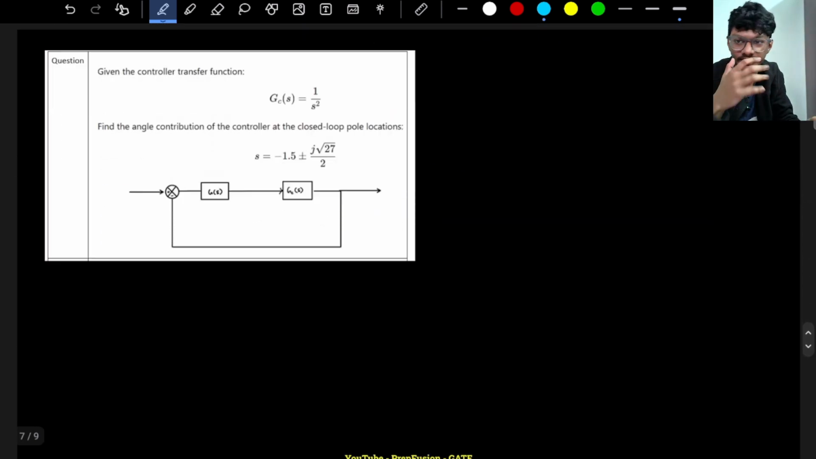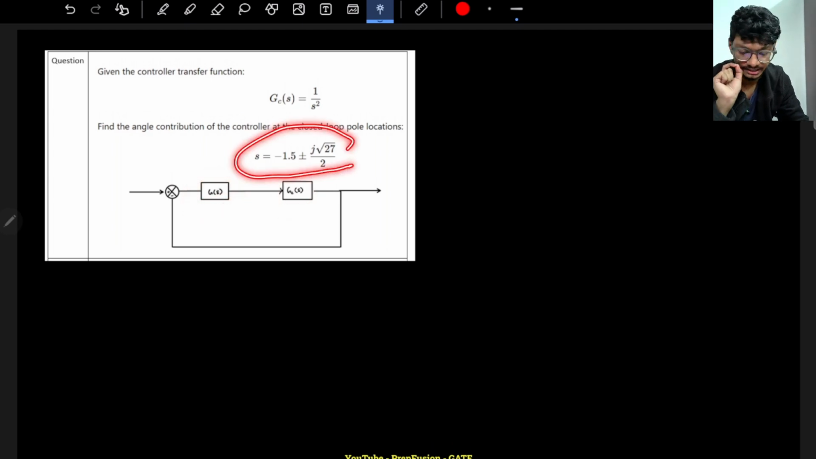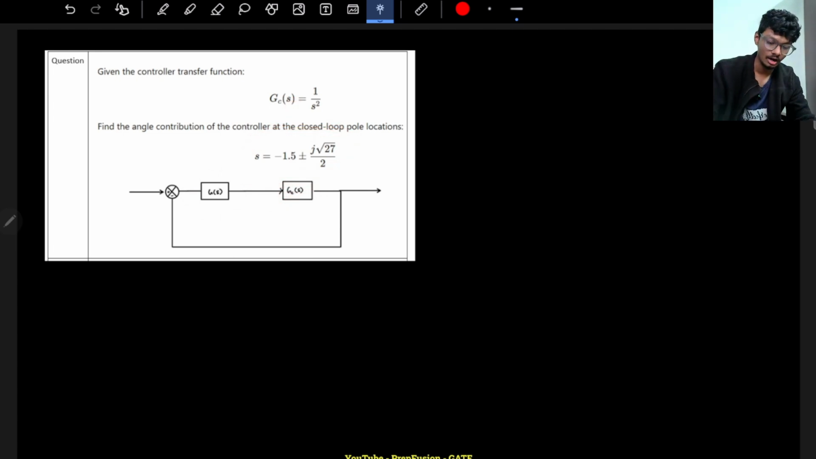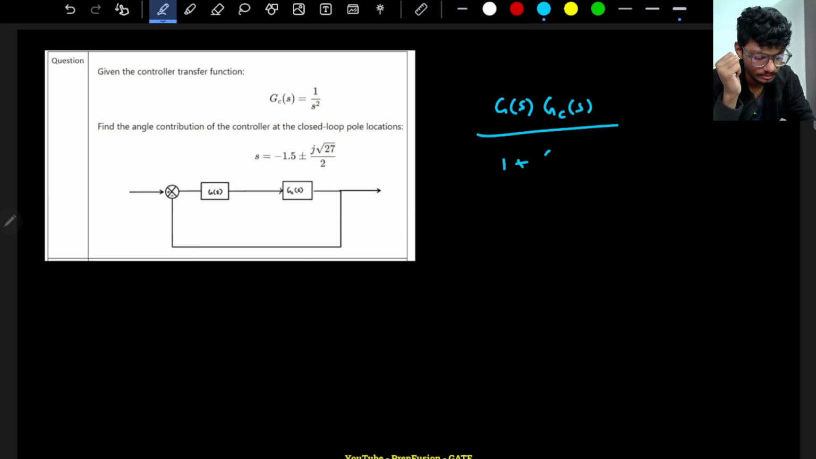This question is also very interesting, and I think this question can also come as an MTA. Why, I will explain. We have been given a controller and a simple G(s), and you have to find the angle contribution of this G(s) if the closed loop poles lie here and the controller transfer function is given here. Okay, so how will you solve this question? First, what is my transfer function? My transfer function will be G(s) into Gc(s) divided by 1 plus G(s) into Gc(s) equals 0.